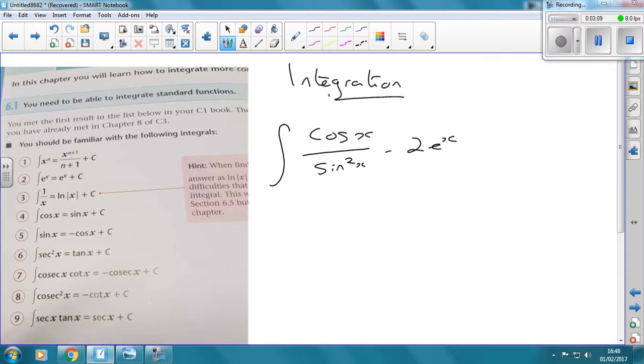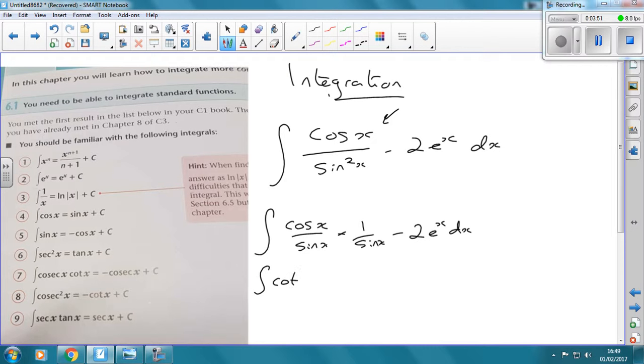Okay, so we've got a function over a function here, and we haven't learnt how to integrate with the quotient rule, but hopefully this should simplify to something different. Oh sorry, this is all with respect to x. So if we simplify cos x over sine squared x, we can say that's cos x over sine x times 1 over sine x minus 2 e to the x with respect to x. Now cos x over sine x, sine over cos is tan, so cos over sine is going to be cot. So that's cot x, 1 over sine is cosec x, minus 2 e to the x with respect to x.